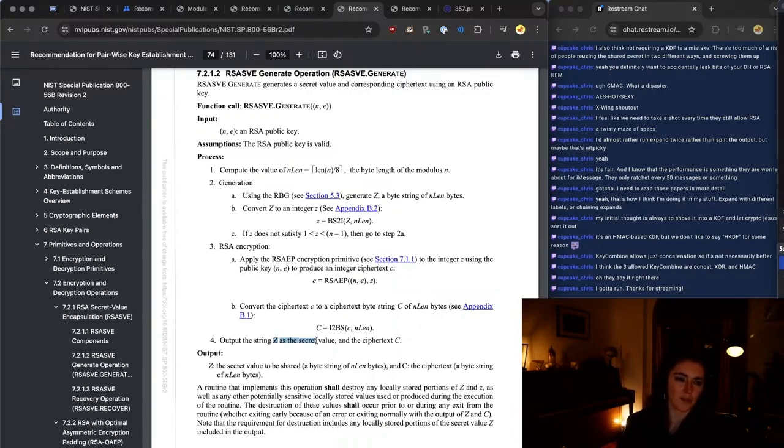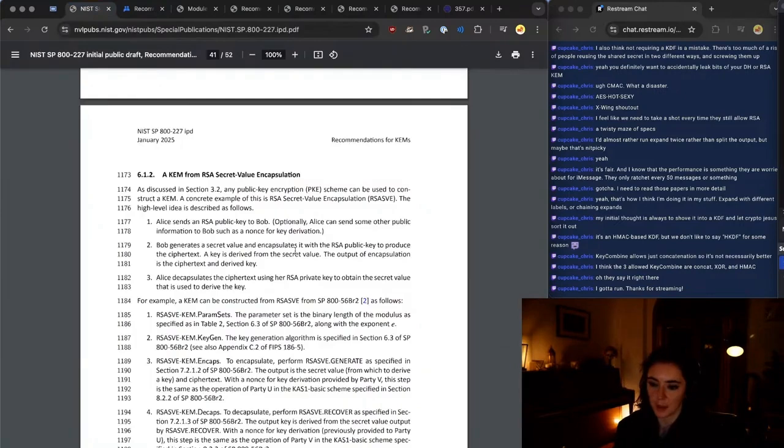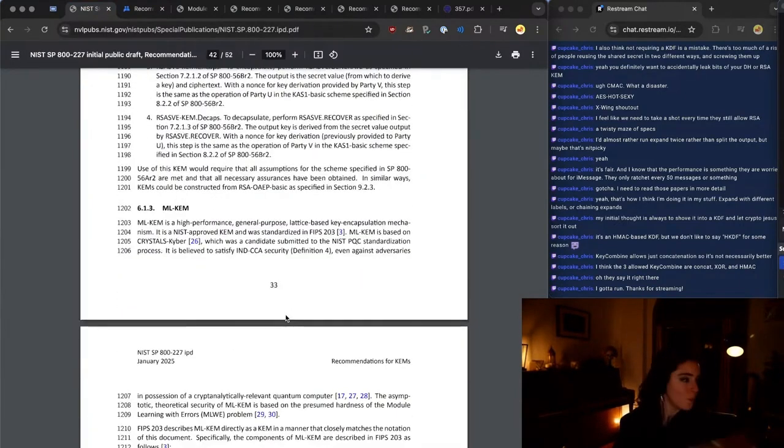I'm not 100% sure, but you definitely don't. If the public key changes, it definitely doesn't have an effect on the shared secret value. So yeah, you can see that it doesn't have any binding to the encapsulation key, the public key.